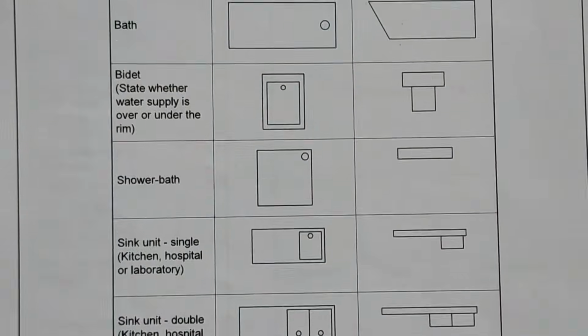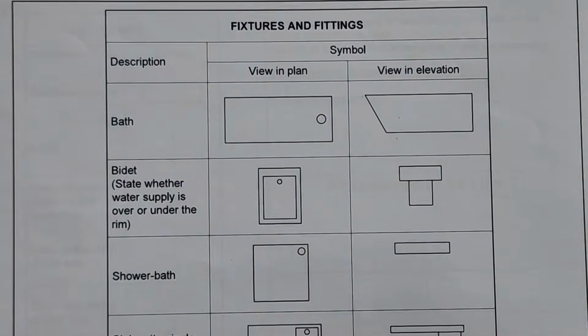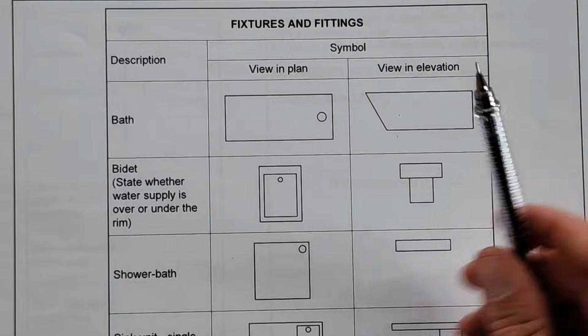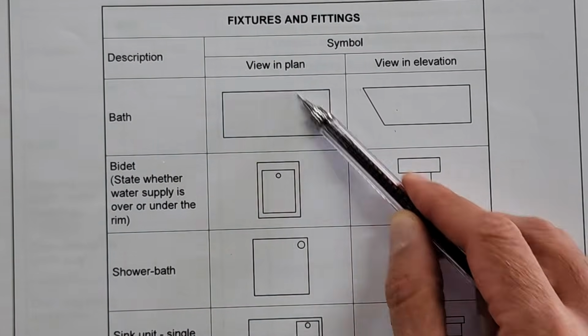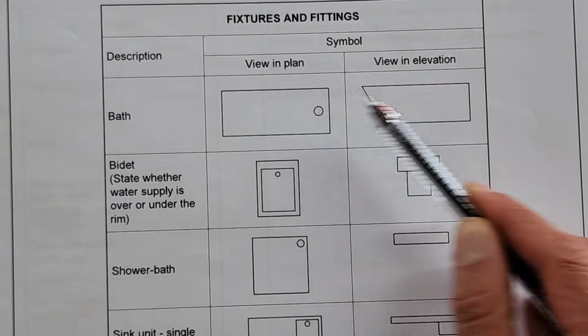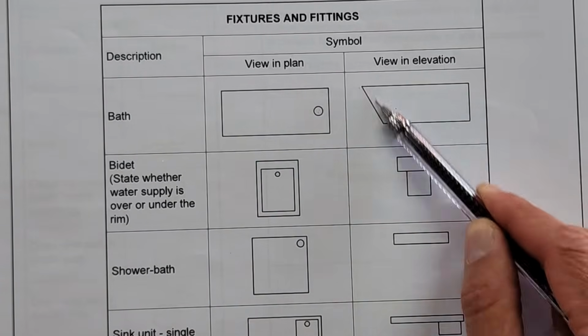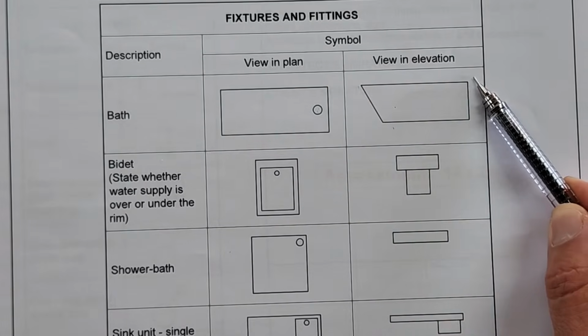On the next page, it details fixtures and fittings. And these, of course, again, you must be able to draw freehand. And you need to be able to draw both of these. So on a plan, a floor plan, you'll have the bath. There's the outlet. It's basically the top view of the bath, and this is the view of the elevation, the front view or side view. You see the angled area there of the bath.